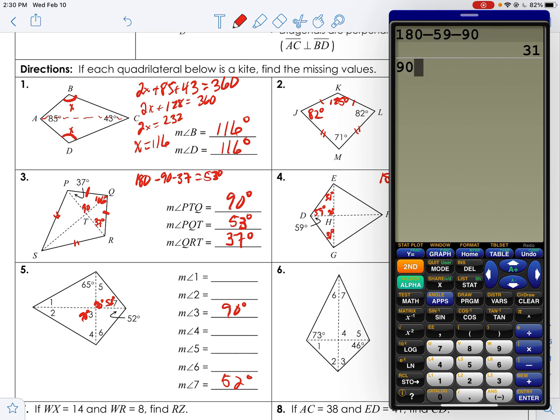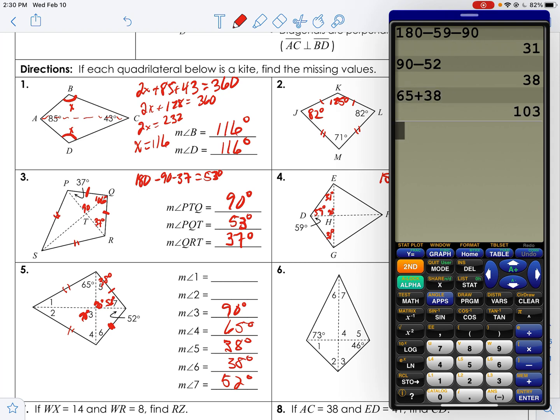And we know that that one's 90. So if we do 90 minus 52, we get 38 degrees. 5 is 38 degrees. So 6 is 38 degrees because that's an isosceles triangle. Now we know 4 because this is also an isosceles triangle, so that's 65 degrees. And 65 plus 38 is 103 for the whole angle.